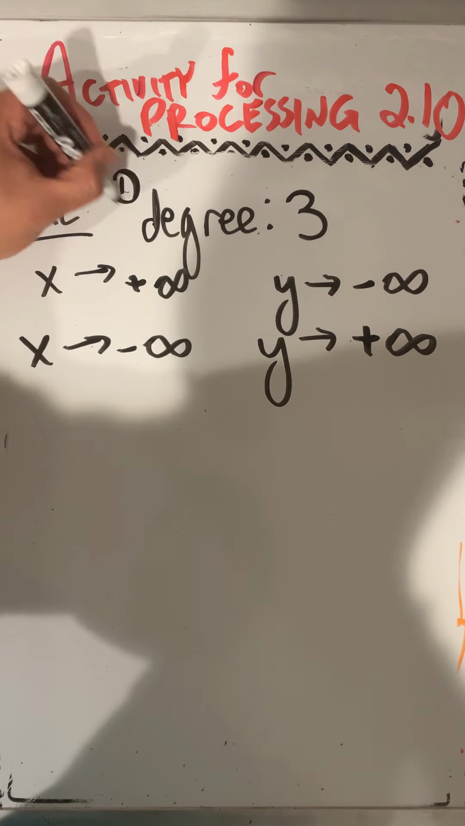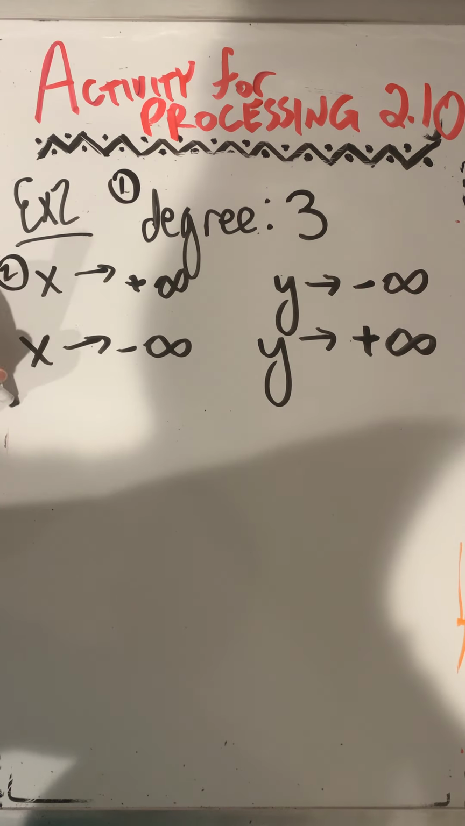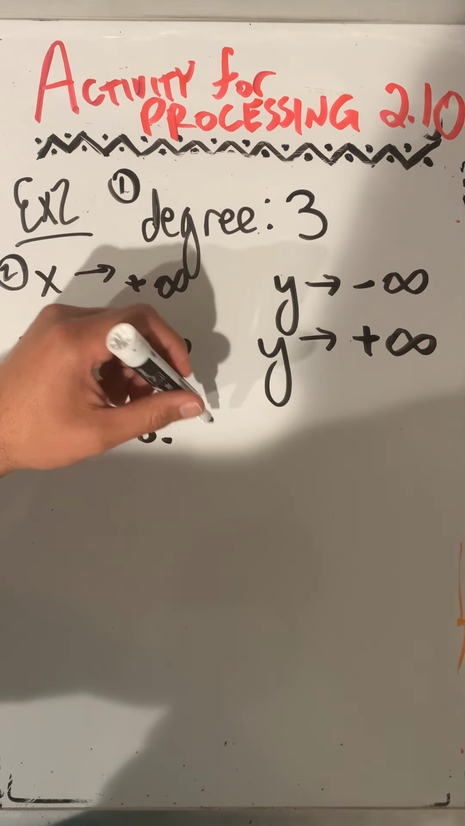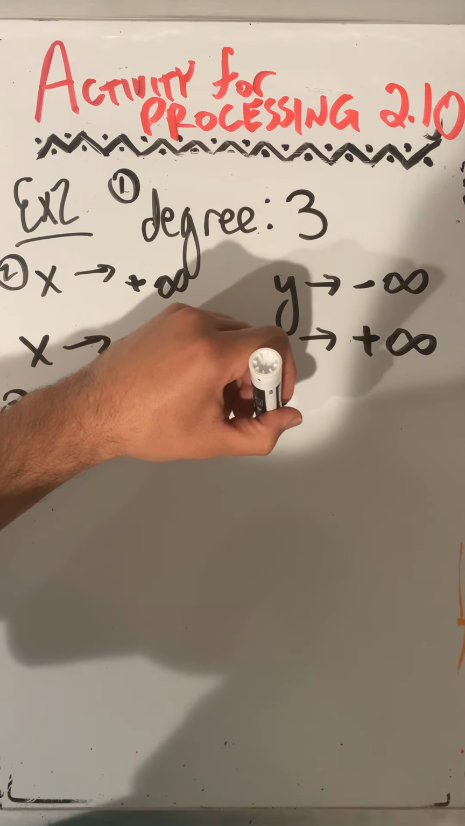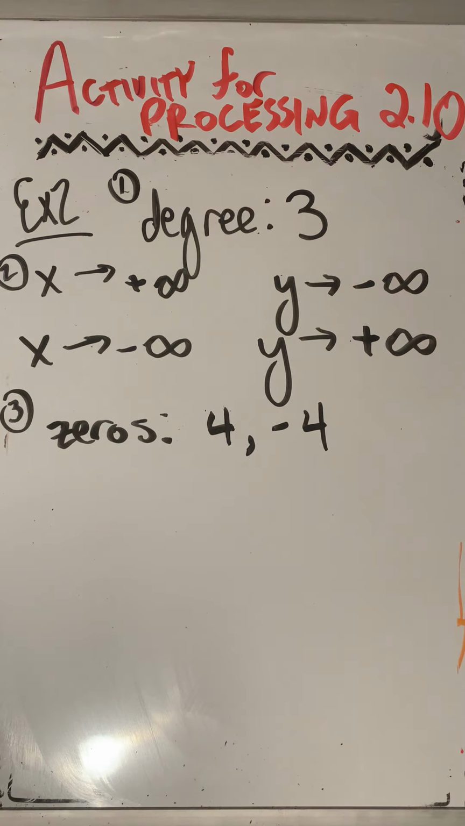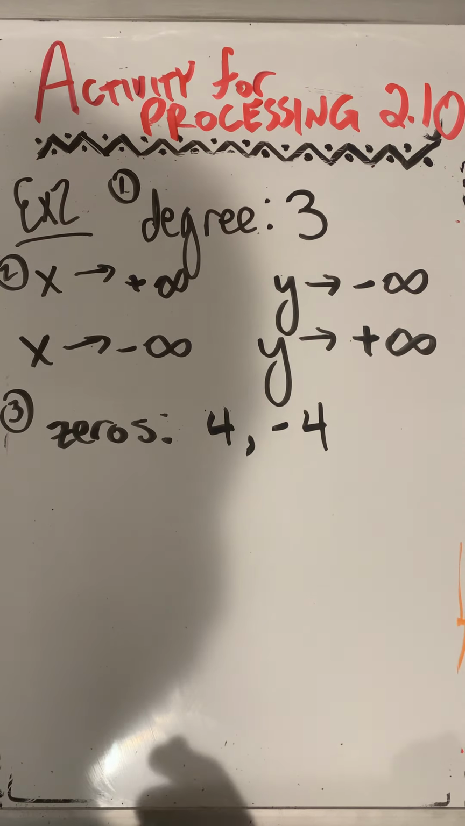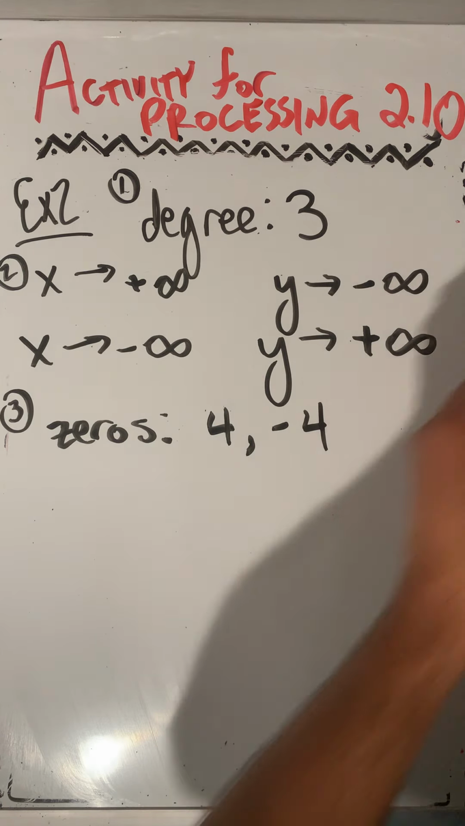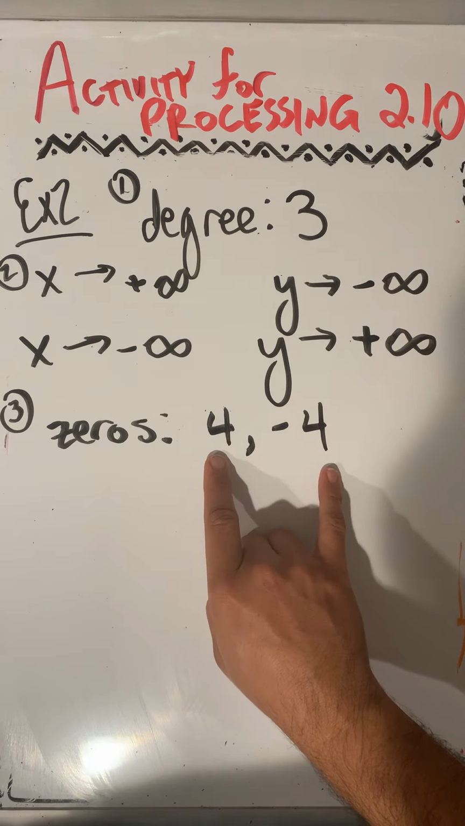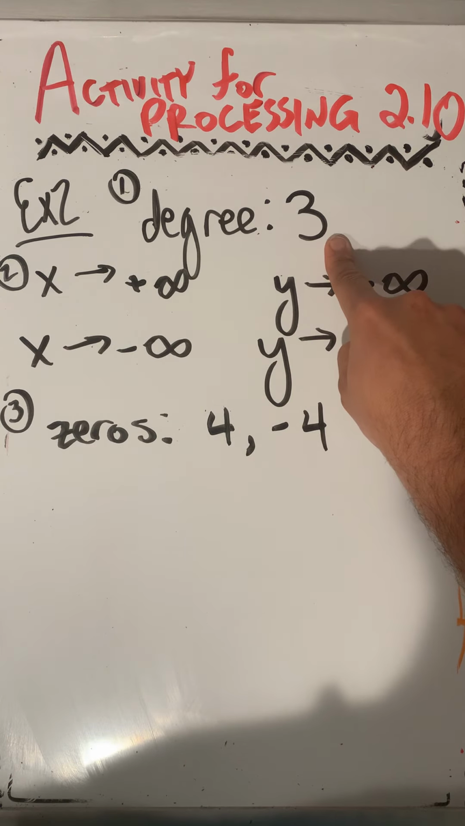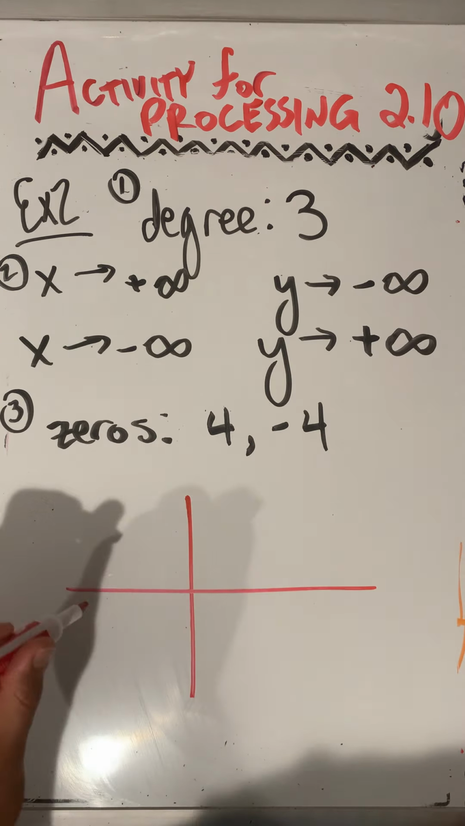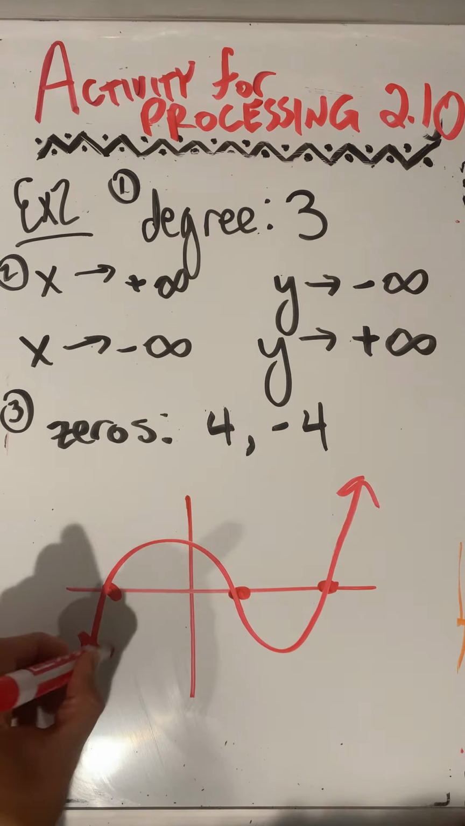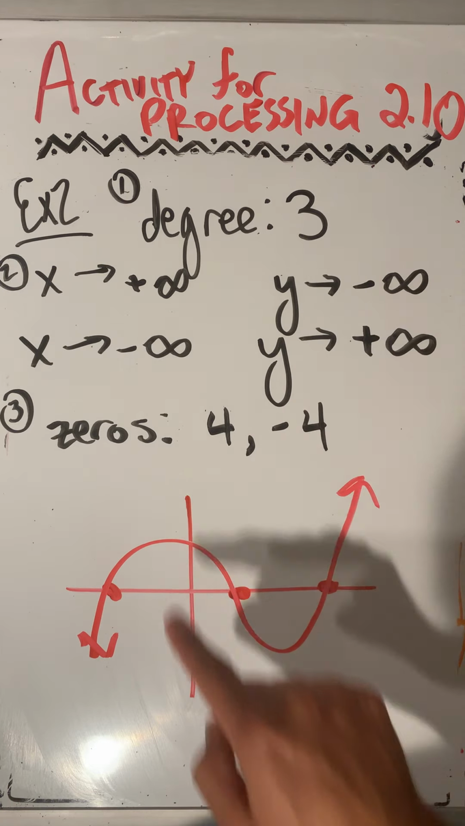So this was the first thing we had to know. This was the second thing we had to know. And this is the third thing we need to know, the zeros. This function has zeros at 4 and -4. So first of all, I don't know if you noticed this, ladies and gentlemen, but the number of zeros here does not match the degree. So let's do a degree 3 with 3 zeros. Here, here, here. Degree 3 with 3 zeros, that was easy. But how am I going to do a degree 3 with only 2 zeros?